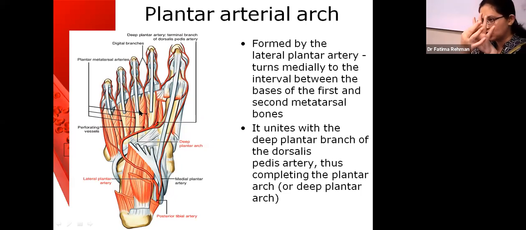As with this toe, they will run on either side of it, and similarly on this toe, on either side of it. So these are the branches given off by the lateral plantar artery, and they are joined by the perforating vessels given off from the dorsal arterial arch, and together they constitute the plantar arterial arch of the sole of the foot. With that, we are almost done with today's session.